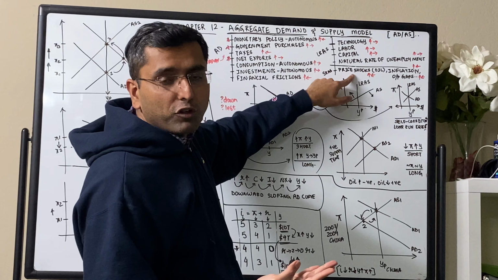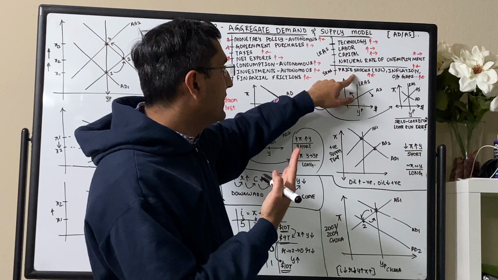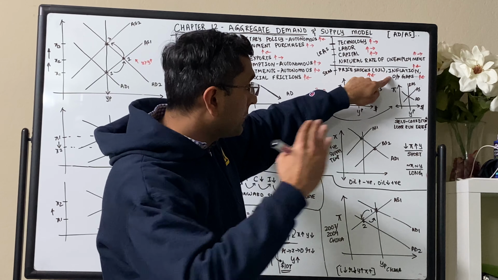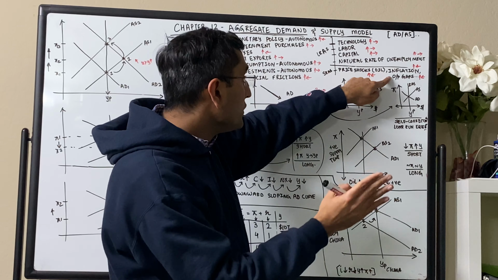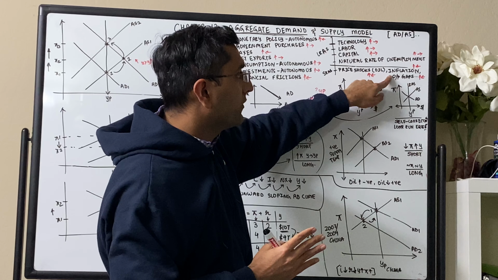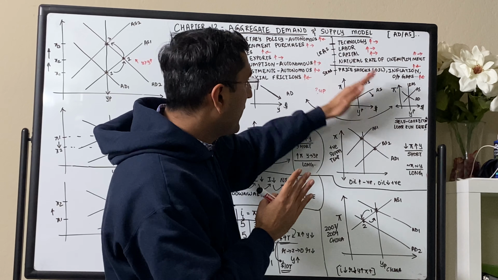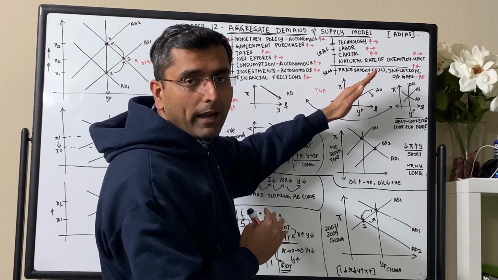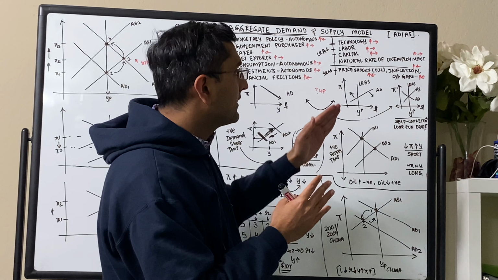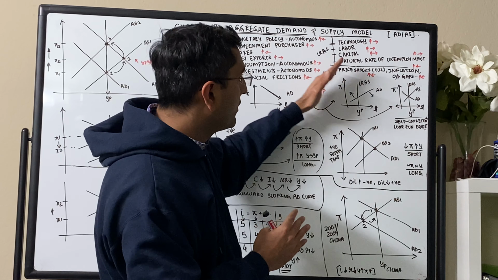At the same time, negative shock. An oil price increase is a negative shock. Supply goes up to the left. Inflation, if it goes up, supply goes up to the left. So supply goes here. If the output gap from the potential increases and continues to stay high, supply goes up to the left.